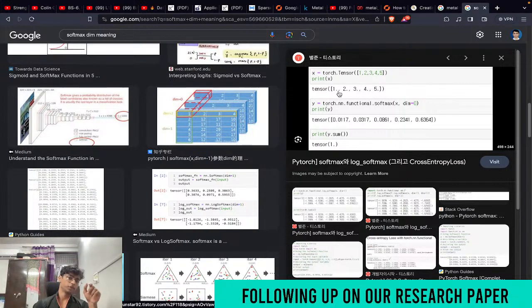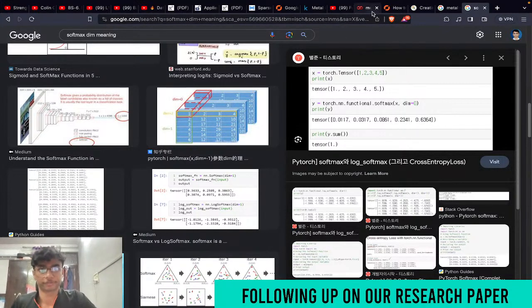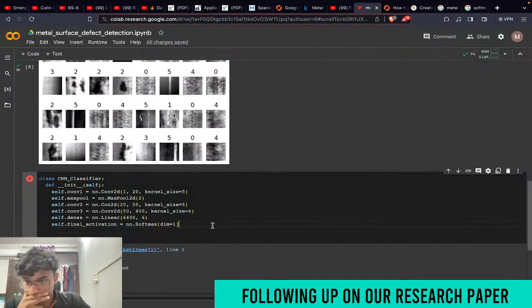So if we have two dimensions, right? If we apply it on the zeroth dimension, it will apply it like this. So it will take softmax of those batches. That's not what we want. We want the softmax to be applied on the different classes of the same batch. So that's all we are doing with this. I hope that makes sense.